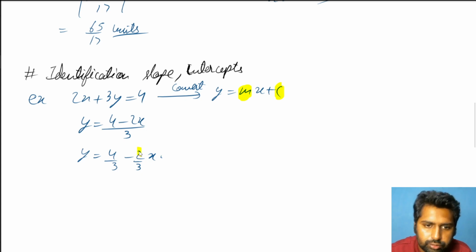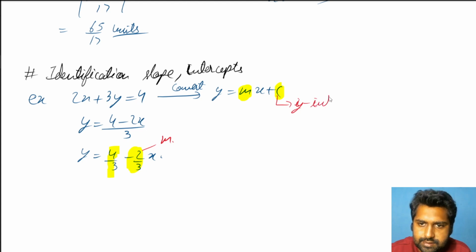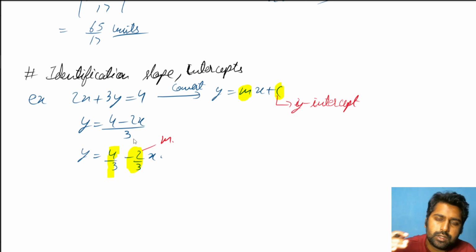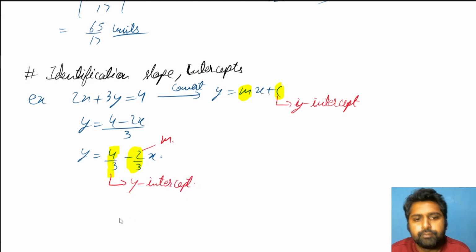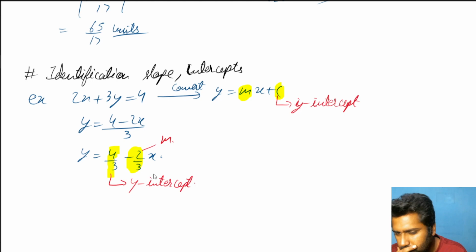I told you that the coefficient of x is your slope, m, and this is your y-intercept, where it cuts the y-axis. If it is coming positive, it is intersecting above the x-axis, and if it is coming negative, it is intersecting below the x-axis. This is how you identify the slope.